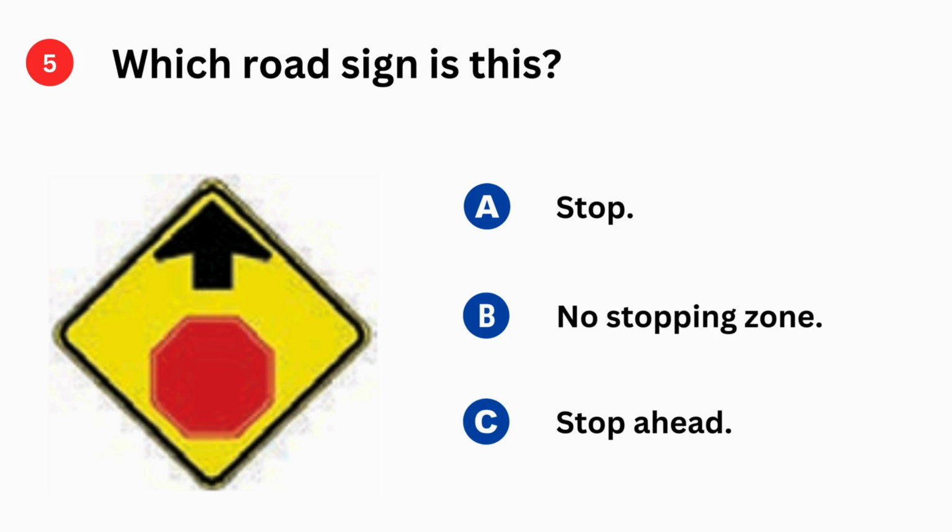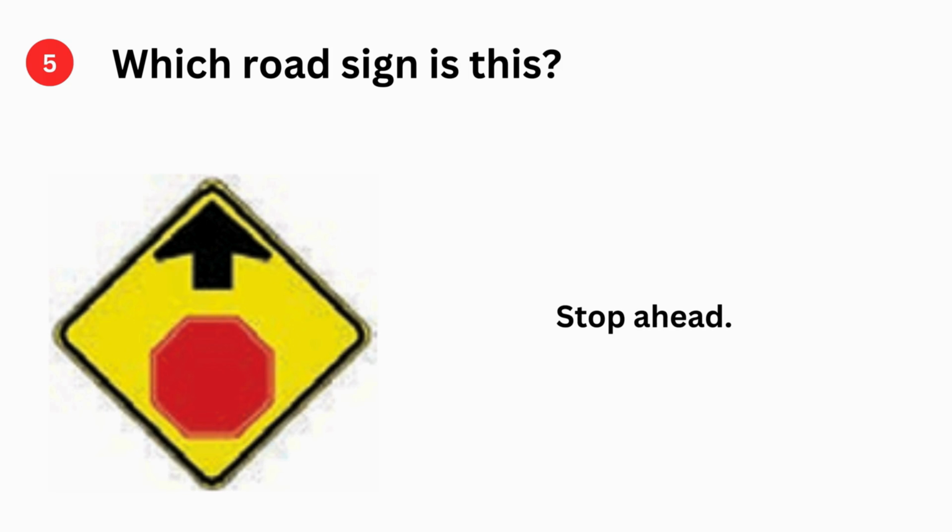Which road sign is this? A. Stop. B. No stopping zone. C. Stop ahead. Perfect. It is the stop ahead sign.